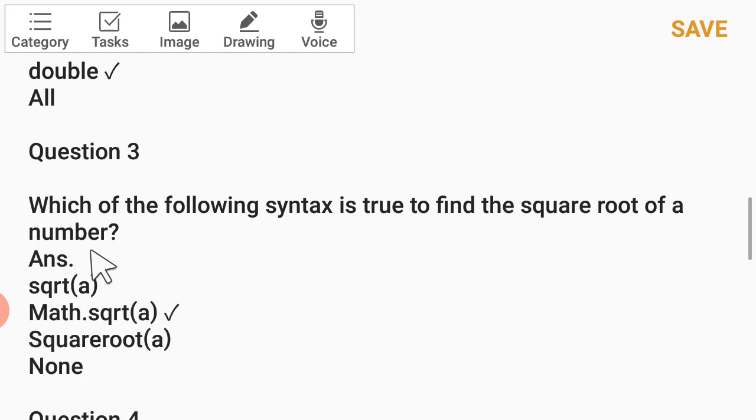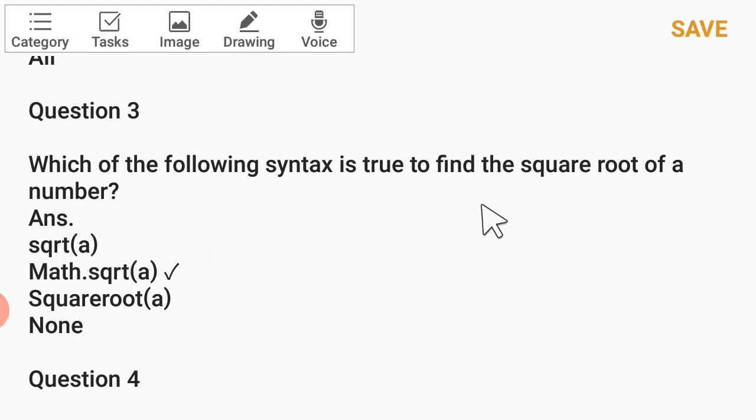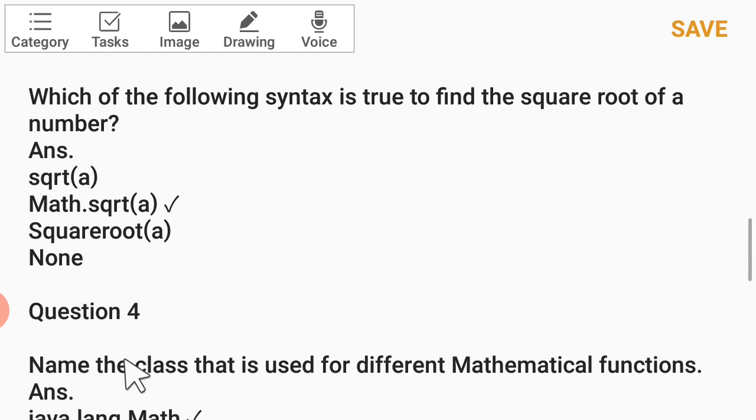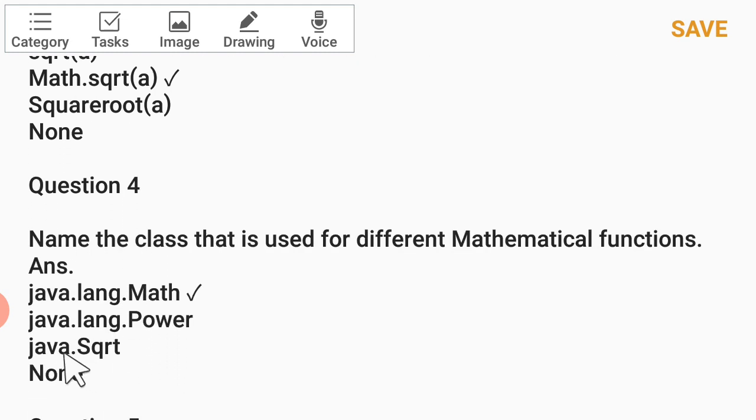Which of the following syntax is true to find the square root of a number? Again the same thing, Math.sqrt(a), because they have taken a as a number over here. sqrt alone is not possible. A square root doesn't exist. None is not possible because Math.sqrt is the correct answer. And in C, the Math M is capital, it's a class. sqrt, pow, all of these belong to the Math class.